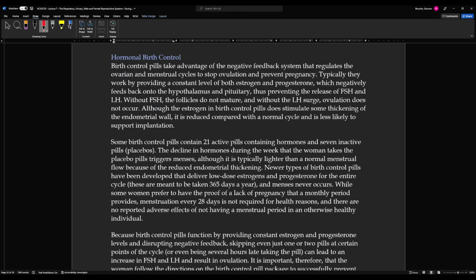So, birth control pills: the most effective types are generally hormonal. They take advantage of the negative feedback system and force the body to maintain a steady position within the menstrual cycle.